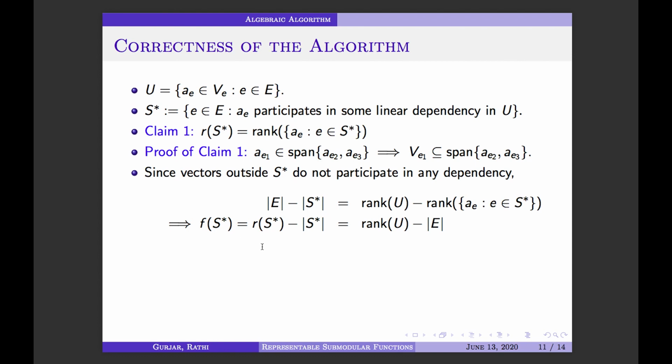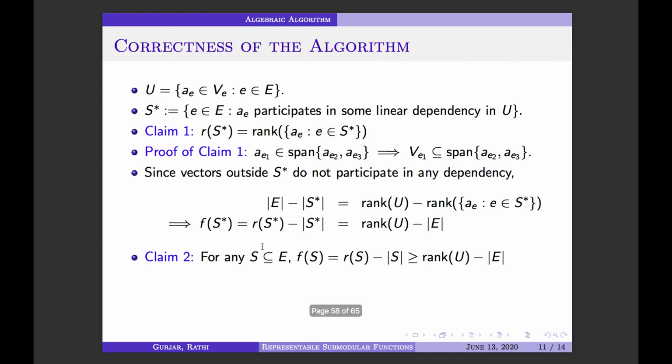So next we will simply claim that for any other subset of the ground set, say S, the function value F of S is at least rank U minus cardinality of E. So this will just mean that our set S star is indeed the minimizing set. Okay. So let's see a proof of this claim.